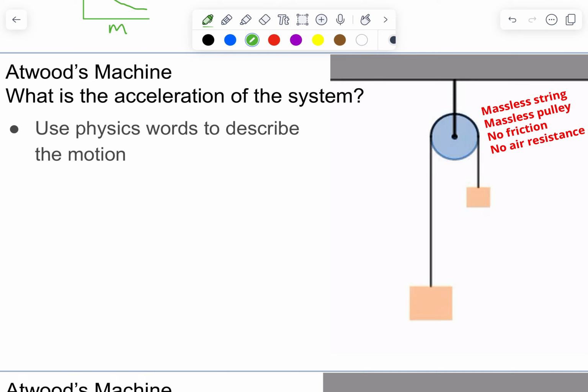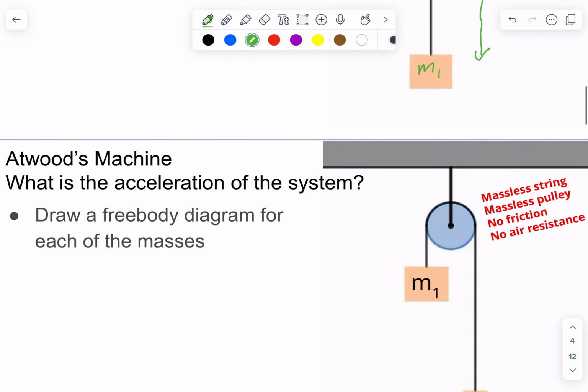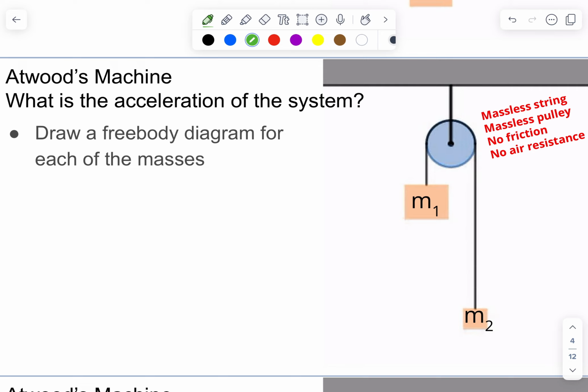If I was to bring this mass down and then let go of it, what would happen? Well, it's going to accelerate around this pulley and down this way. So we can't really say it's accelerating up or down unless we determine which mass we're talking about. Usually we'll have M1 or M2, and then we can say mass 1 is accelerating downwards, M2 is going to be accelerating upwards. So we're really looking for acceleration. We're having a massless string, a massless pulley, no friction and no air resistance. So we're going to really simplify this Atwood's machine to figure out the acceleration. What is the acceleration of the system? Again, that's what we're trying to do.